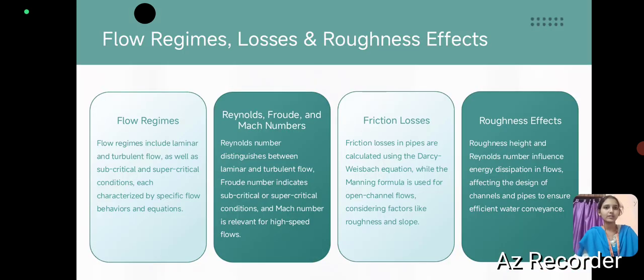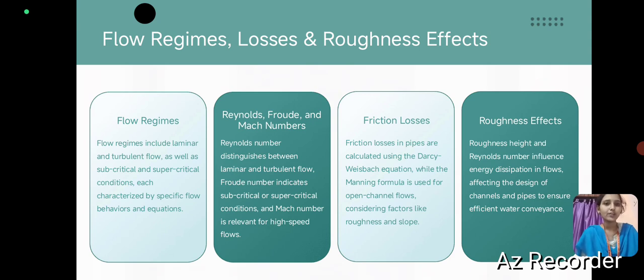Flow regimes, losses and roughness effects. Flow regimes include laminar and turbulent flow as well as subcritical and supercritical conditions, each characterized by specific flow behaviors and equations. Flow regimes means how water behaves. Laminar means smooth flow, and turbulent flow means rough and mixed.